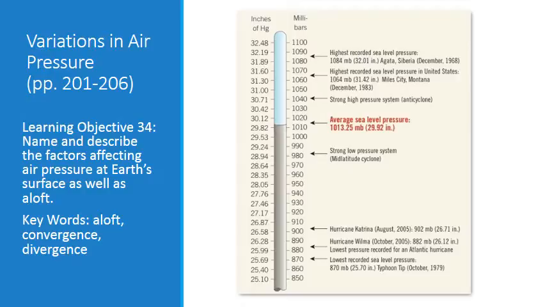Four primary factors contribute to changes in air pressure. Those are altitude, temperature, humidity, and the movement of air masses from one location to another.